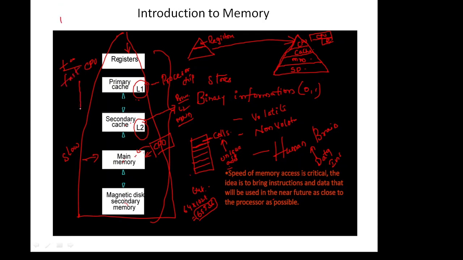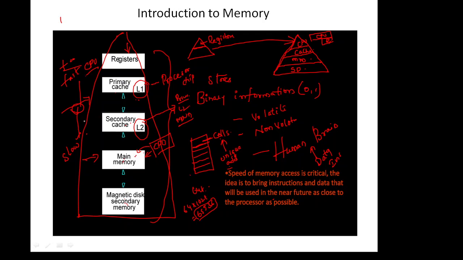In order to match the speed between the CPU and the main memory, we incorporate a cache in between the CPU and the main memory. So what is the cache memory? What is the main memory? We will discuss that in the next slides. Fine. So this is the basic introduction regarding the memory.